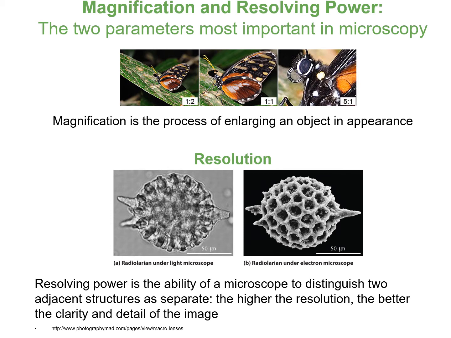So you can see and compare here this radiolarian under a light microscope versus the radiolarian under the electron microscope. You can clearly see the differences in these cavities right here and the differences in the borders between the different aspects of this organism. So it is a much clearer picture in the electron microscope compared to the light microscope. So we can say that the electron microscope has better resolution than the light microscope does.